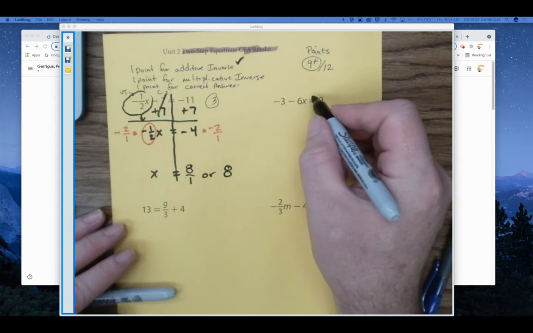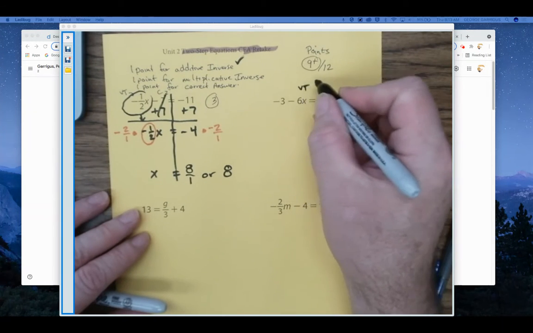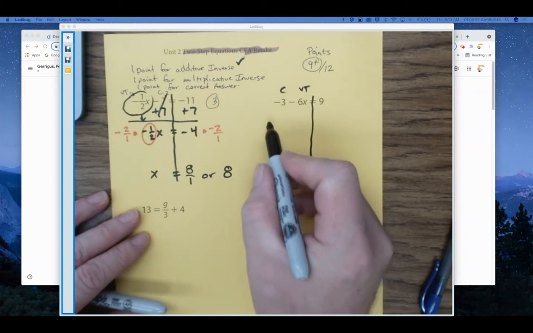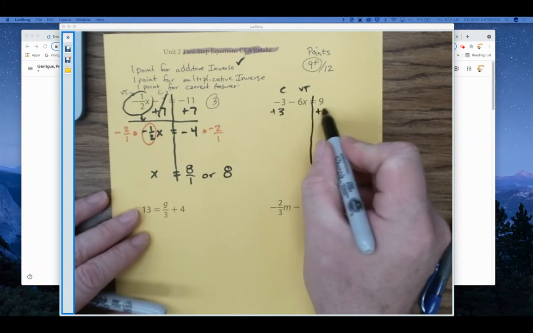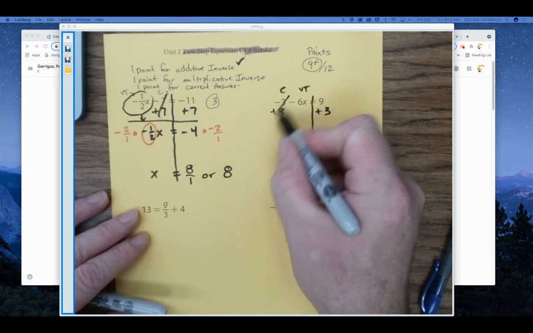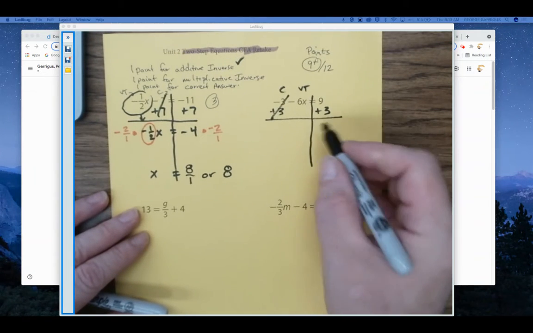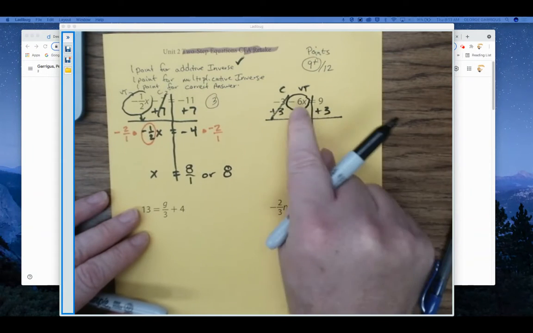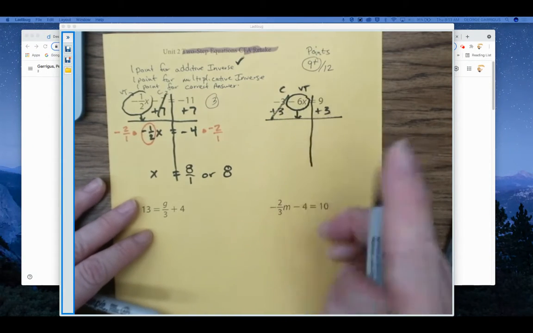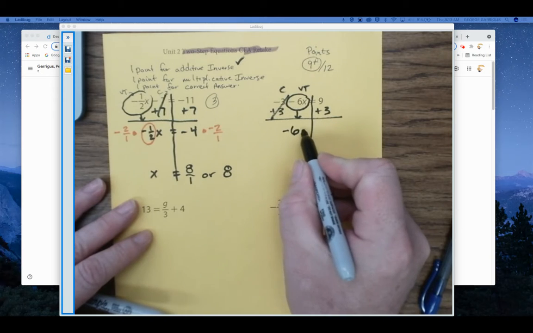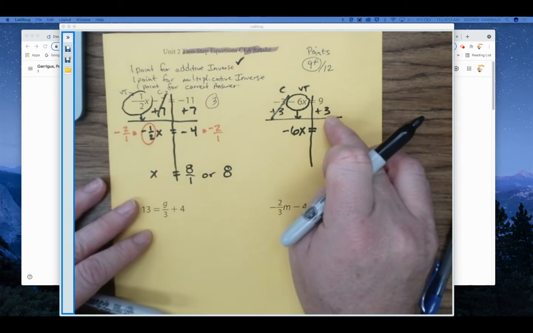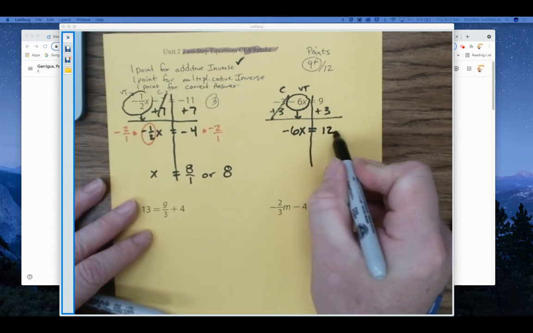Okay, let's do the same thing here. Find the variable term, find the constant on that side, and that's what we get to attack. We're going to add 3 because negative 3 plus 3 is 0. We're going to take the whole term, bringing it down. We're not going to leave the negative behind. It's very important. Negative 6x equals 9 plus 3 is 12.